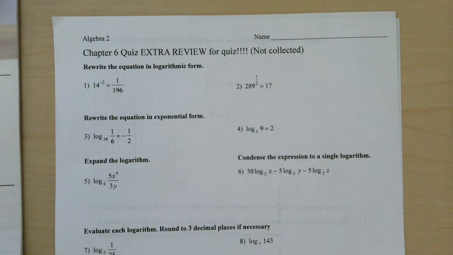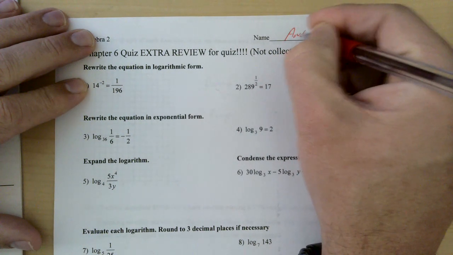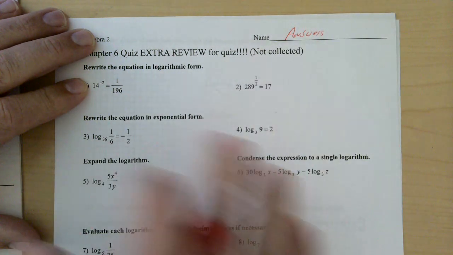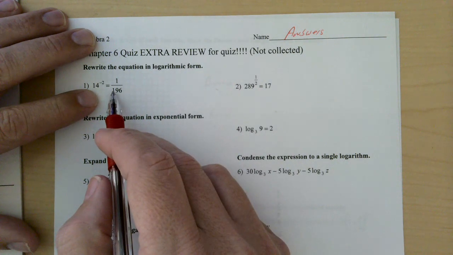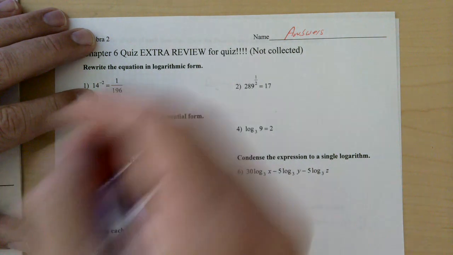Okay, let's go over this extra review. This is almost identical to your quiz. So if you can do these questions, you're going to have no problem actually doing your quiz. So this first part is in exponential form. I want you to write it in logarithmic form.